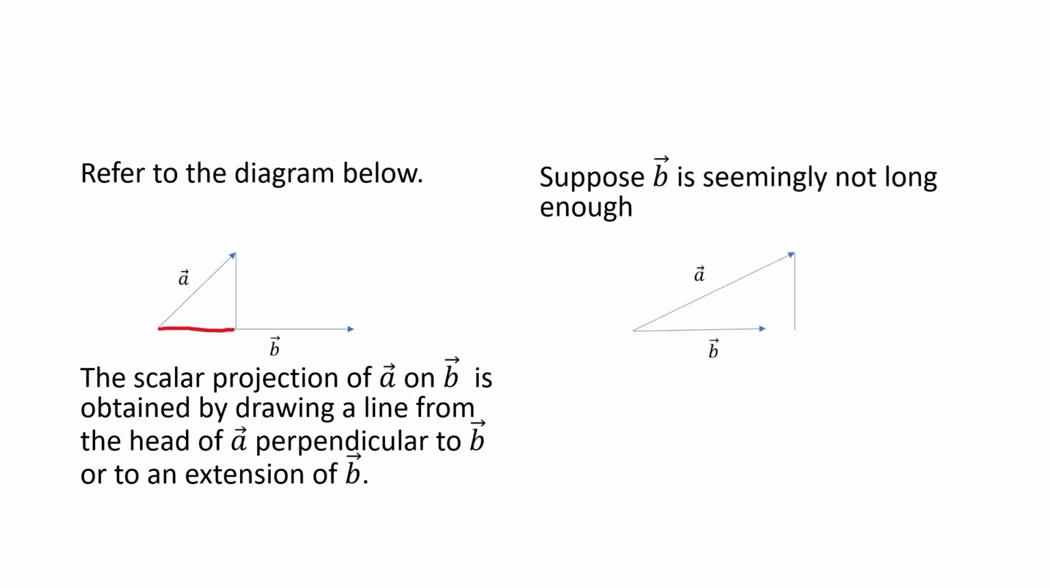Now, sometimes that vector upon which we're projecting might not seem long enough. So what we do is, as shown in the right-hand diagram, extend the floor if necessary. Almost sounds like cheating when you hear it. But we extend that floor if necessary, and now we have a scalar projection as shown.